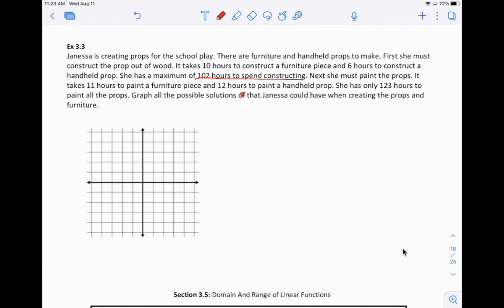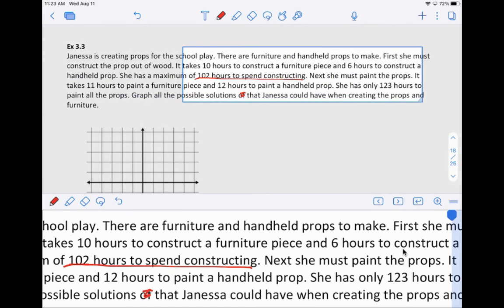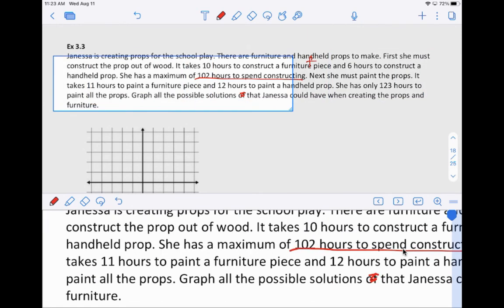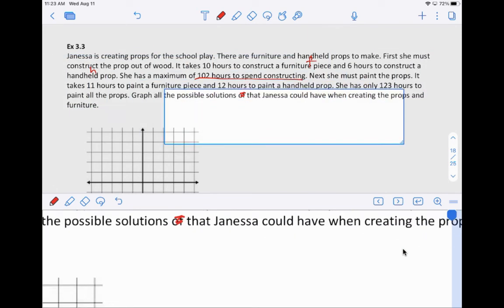So maybe we need to define some variables here. Let's call these F and let's call these H. So one such combination could be 10 hours for 2 furniture pieces, 20 hours there, plus 3 hours, or three handheld props. It's a very small play. That's one combination that would be within our time frame. 20 plus 18 is definitely within our 102 hours.